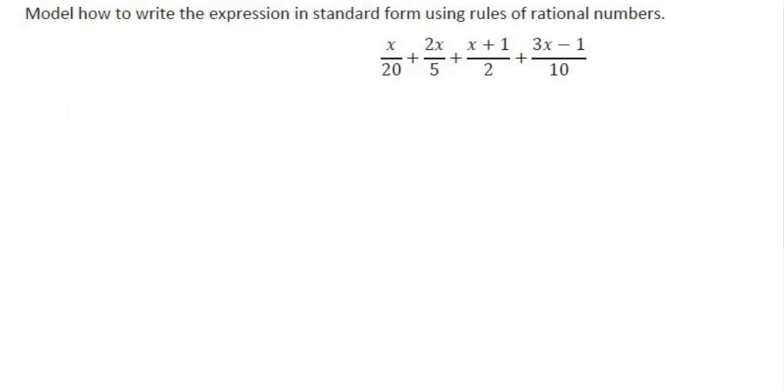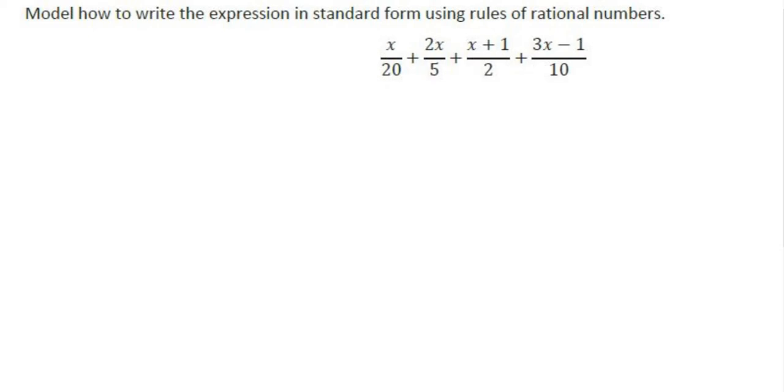All right, so number 8. This is one of those fun type of expressions. These are going to be around for a while, so get used to seeing these type of rational numbers. So they want us to rewrite this using the rules of rational numbers and write it in standard form. So we got x/20 plus 2x/5 plus (x plus 1)/2 plus (3x minus 1)/10. What is the least common multiple of 20, 5, 2, and 10? Correct. It's 20. So this is actually not going to be that bad. So I'm going to give myself some room here because this is going to be a long problem.